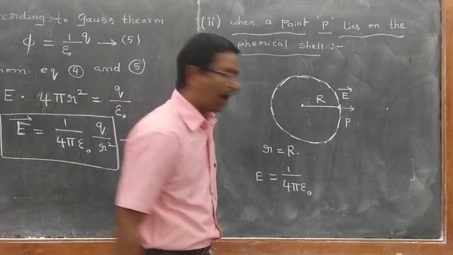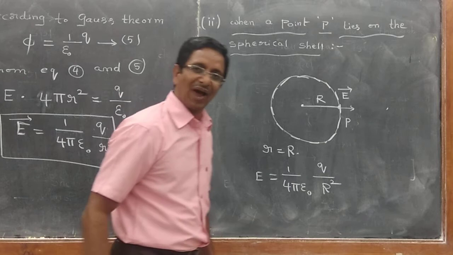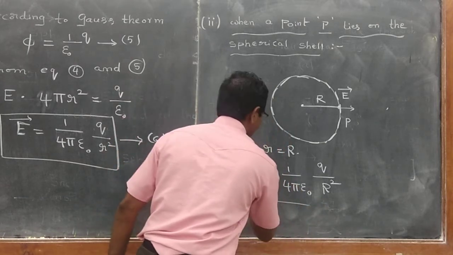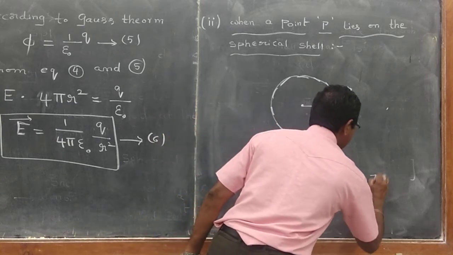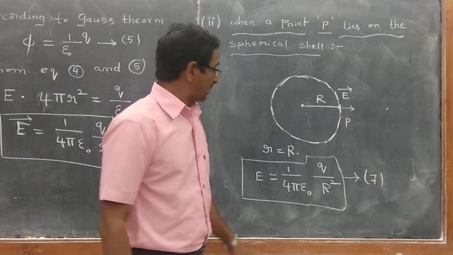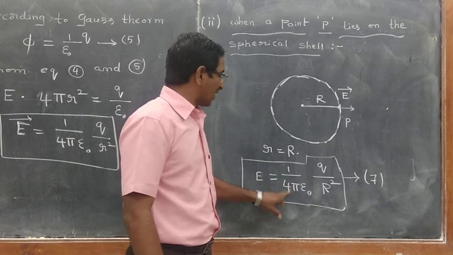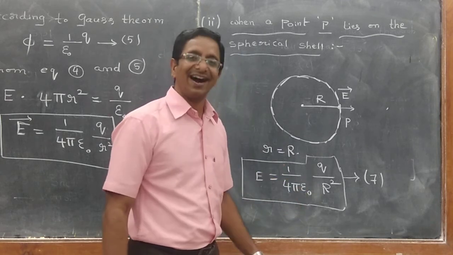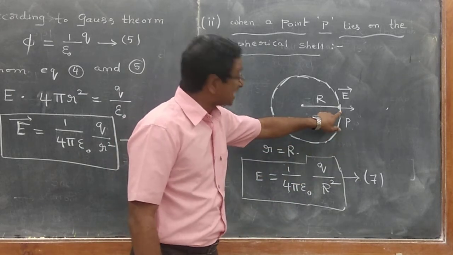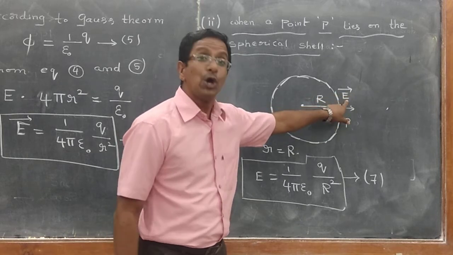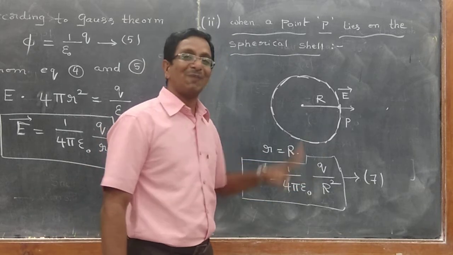Epsilon naught Q by capital R square. This is equation number 7. That means when small r is equal to capital R, in that case E is equal to 1 by 4 pi epsilon naught Q by R square. This is the case whenever the point P lies on the spherical shell, where we find the electric field E is equal to 1 by 4 pi epsilon naught Q by R square.